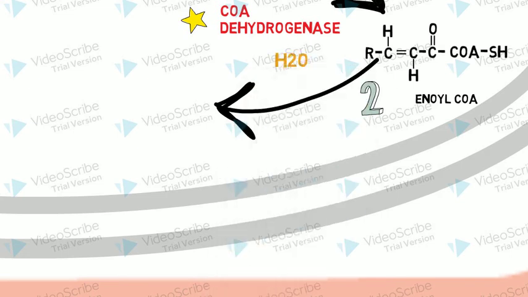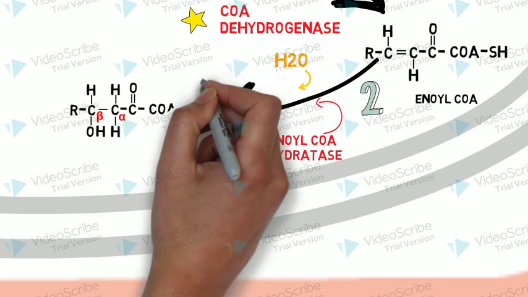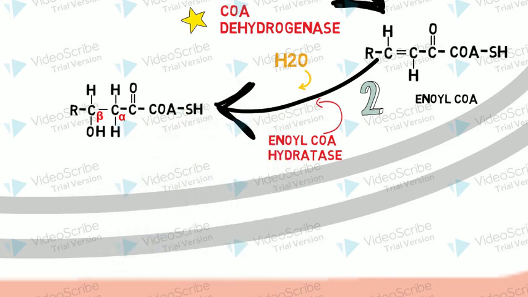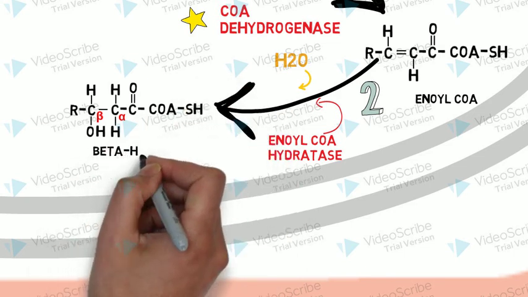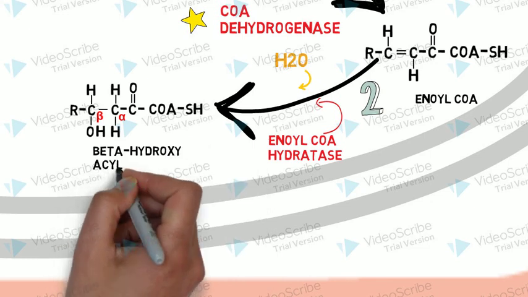Now in the second step, we will add a water molecule to the double bond of the molecule. In other words, we need an enzyme to hydrate it. This enzyme is called enoyl-CoA hydratase. We add an OH group to the beta carbon and a hydrogen to the alpha carbon. Since the hydroxy group is added to the beta carbon, the product is called beta-hydroxy-acyl-CoA.